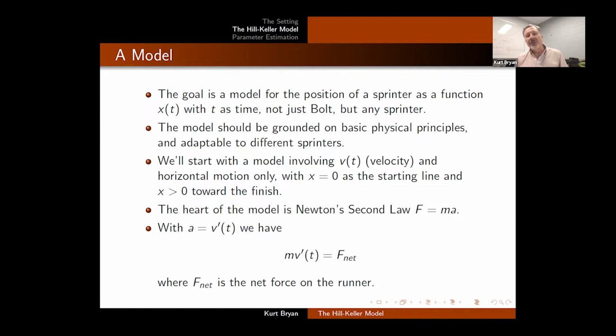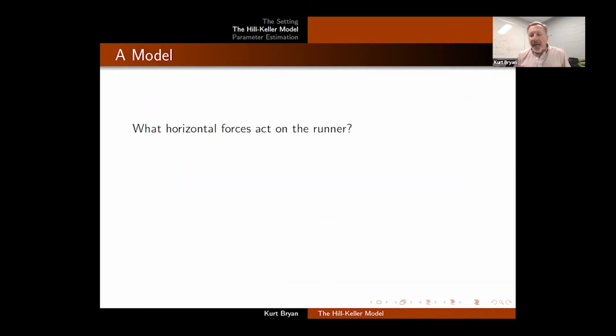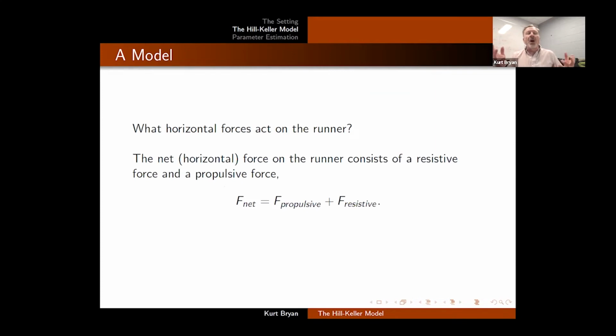And now the interesting part starts. What is the net force on the runner? What kinds of things factor into that? Well, in the Hill-Keller model, it's entirely sensible. The net force on the runner is broken into two kinds of forces: propulsive force that propels the runner down the track, and resistive forces that impede the runner's progress down the track.